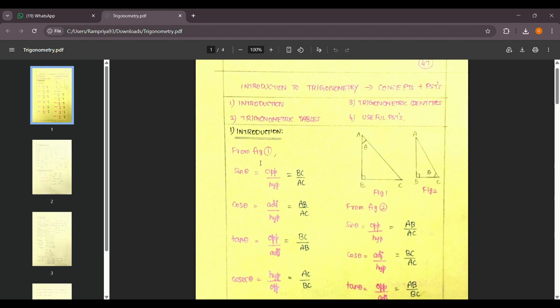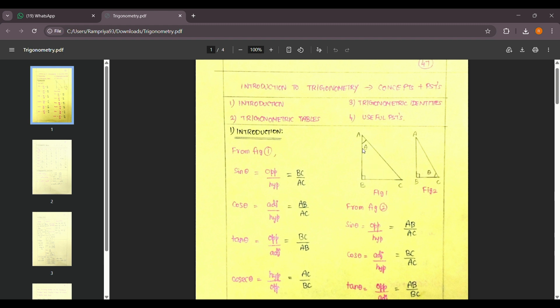So from figure 1 you can see sine theta is opposite side by hypotenuse. Basically that is the definition of sine theta. So it is BC by AC. Hypotenuse, by the way, is the side which is opposite to your right angle. The 90 degree is angle B. So the side which is opposite to your right angle is nothing but your hypotenuse. So sine theta is nothing but BC by AC.